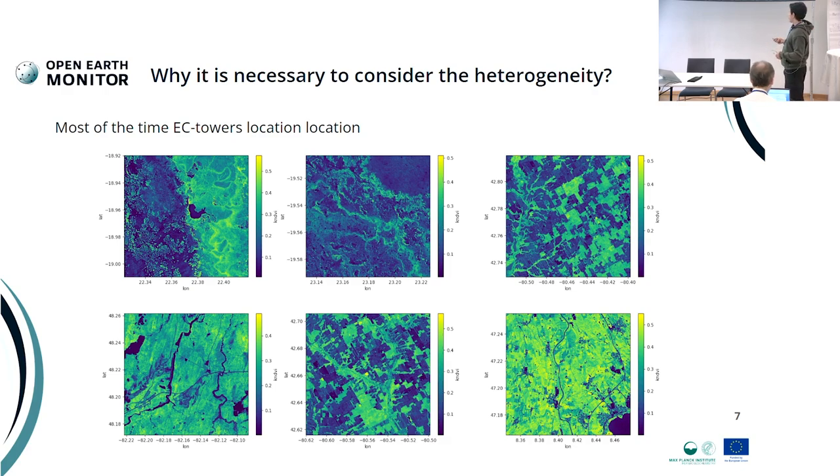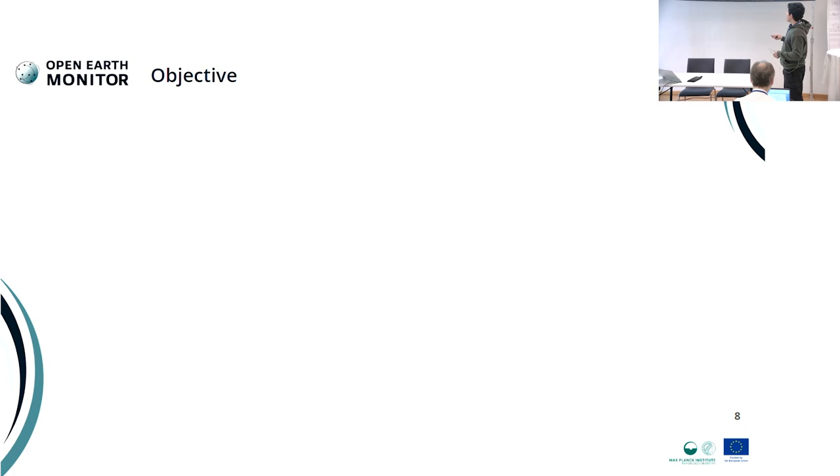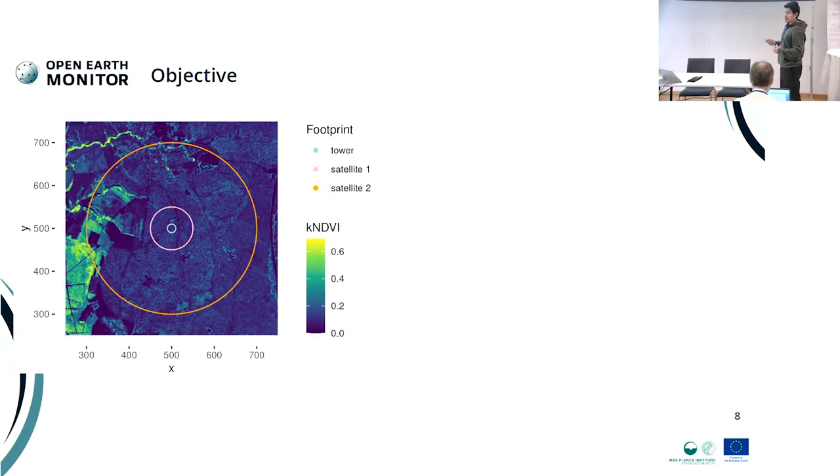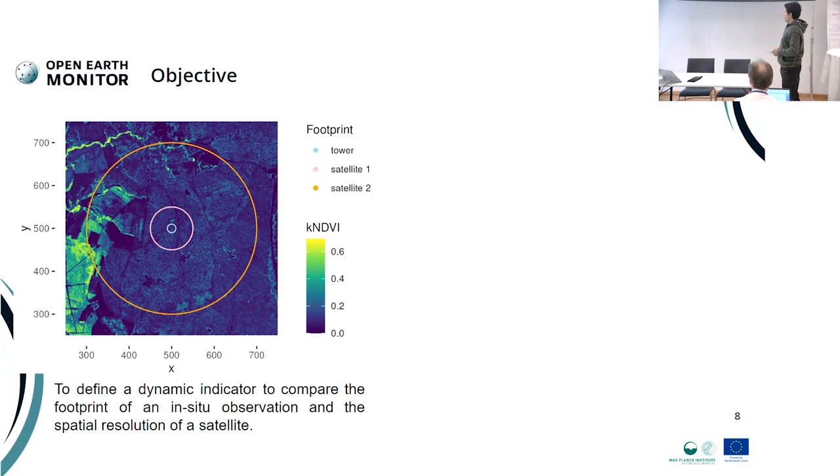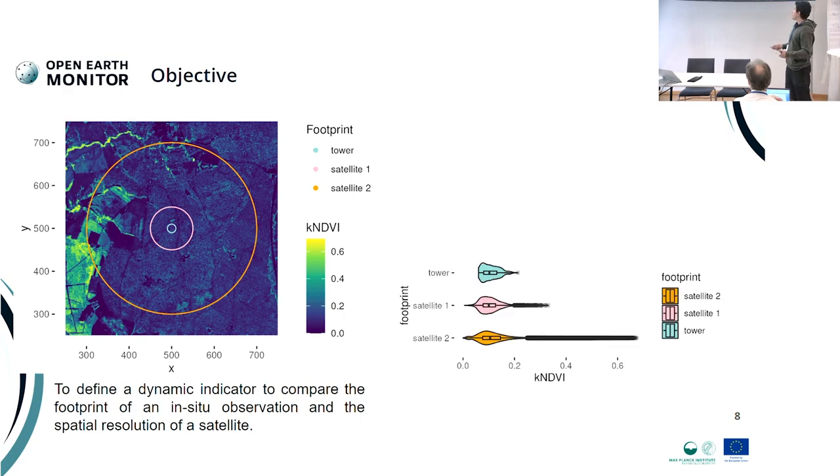For this reason, it is important to quantify the heterogeneity between the footprint of the tower and the footprint of a satellite sensor. So in this project, we define a dynamic indicator to compare the footprint of an in-situ observation and the spatial resolution of a satellite. So here we have an example of one site.